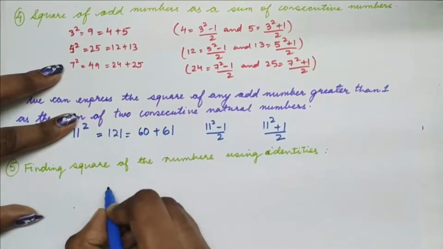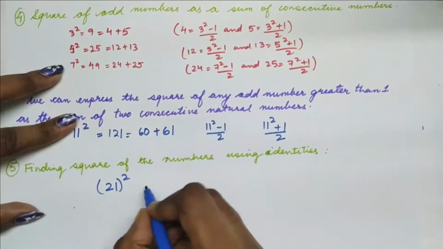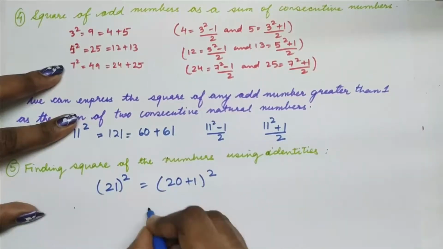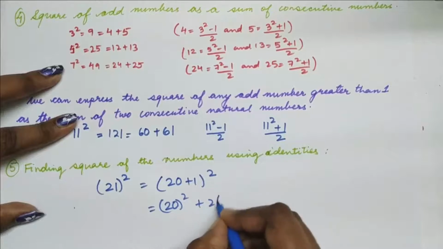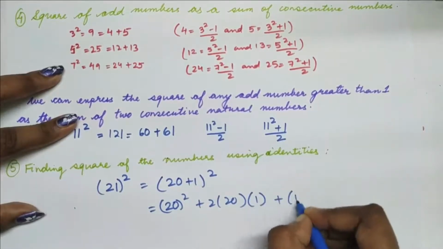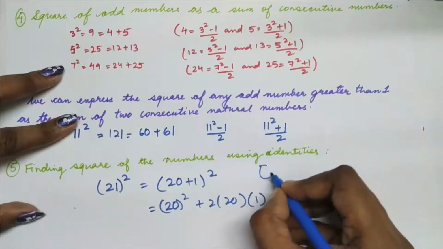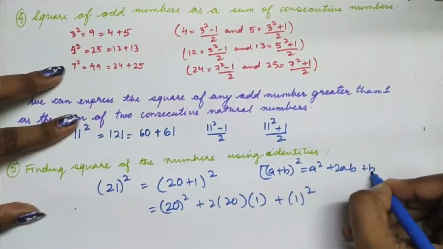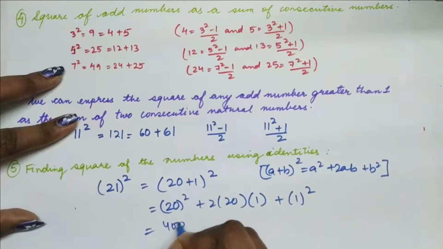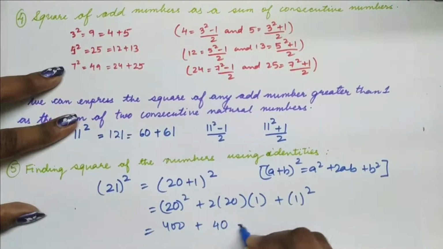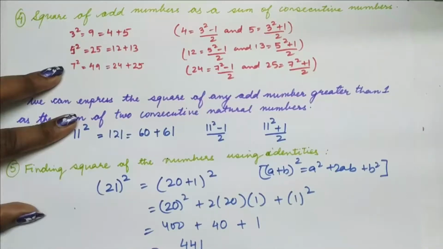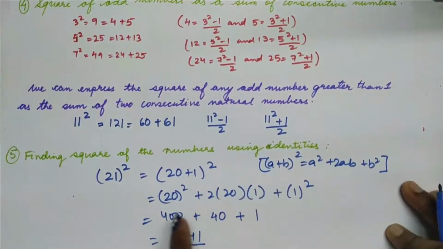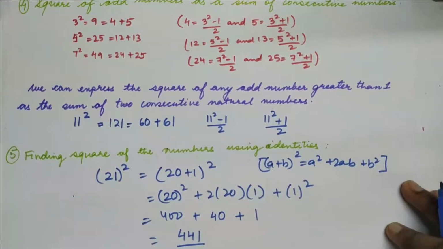For example, if I want to find 21 square, I can break it into 20 plus 1. So it becomes in the form of a plus b. If you remember, a plus b whole square is a square plus 2ab plus b square. So that is 400 plus 40 plus 1, that is 441. So 21 square is 441. So using the identities, I can also get the square without actually having to multiply the numbers.